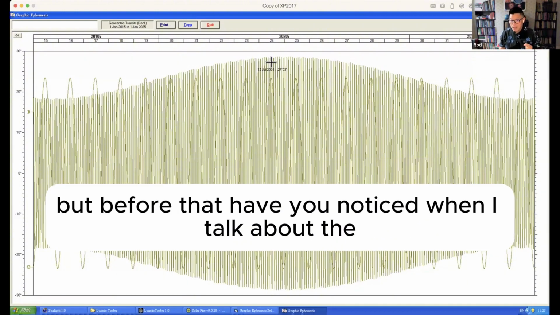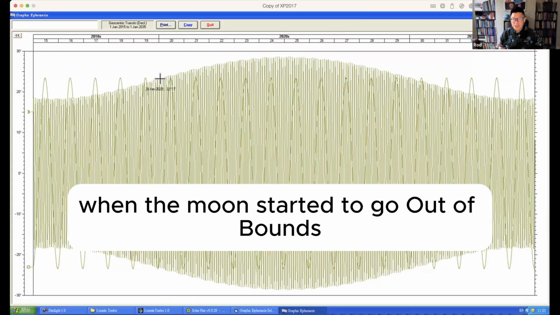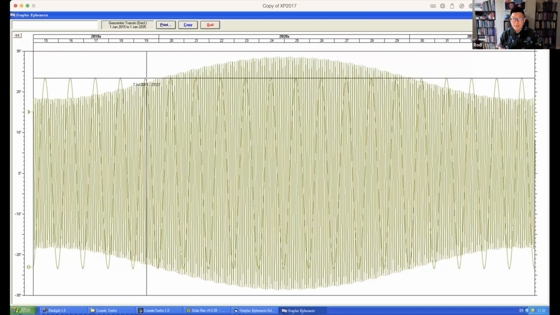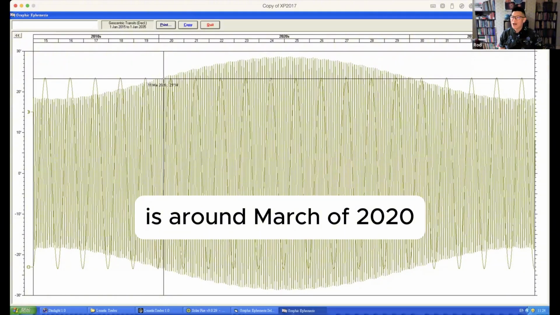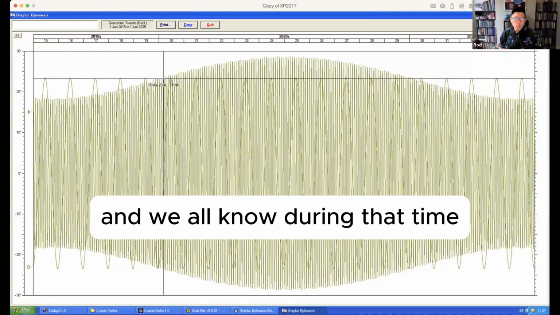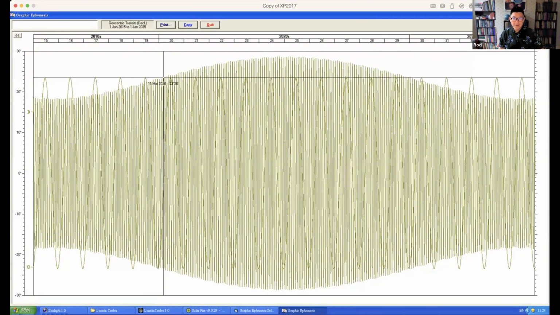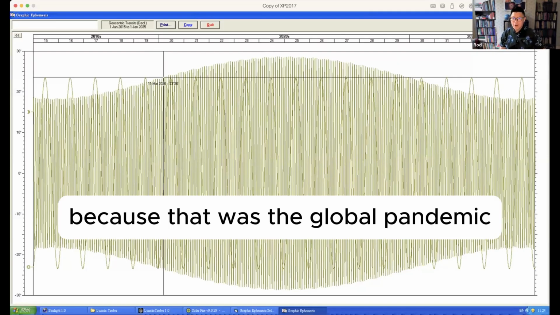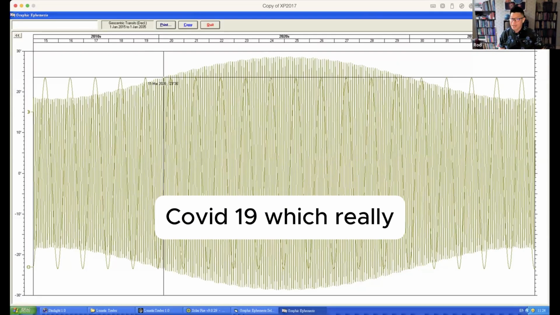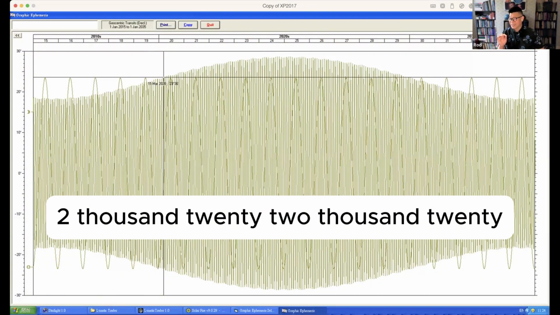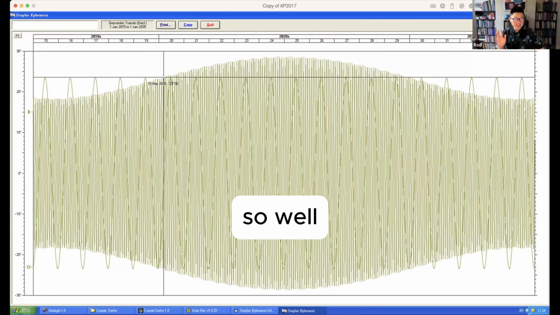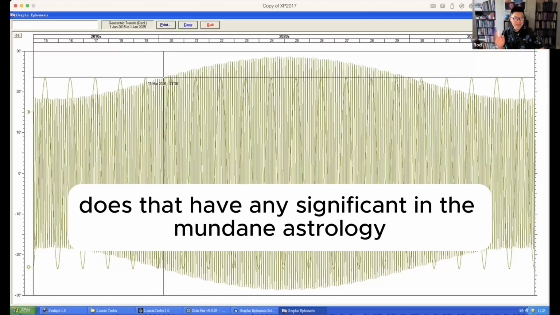But before that, have you noticed when I talk about when the Moon started to go out of bounds, it is around March of 2020. And we all know during that time, because of the global pandemic, COVID-19 was really a severe situation in March 2020. So, well, does that have any significance in mundane astrology?